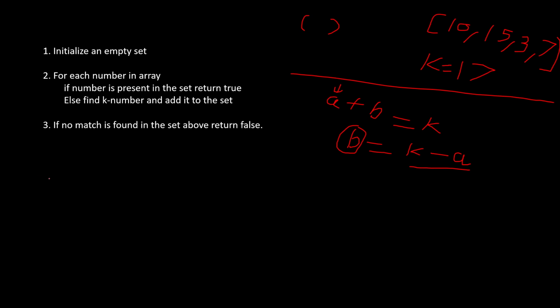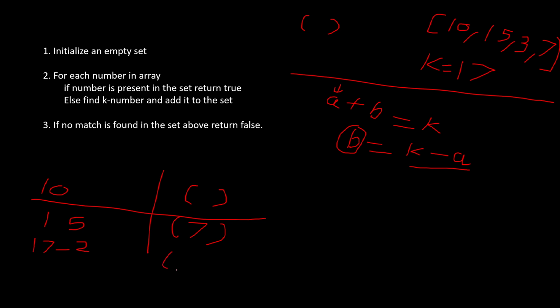In the first iteration, our for loop is at number 10 and our set is empty. We see if the number is present in the set, and it's not there because the set is empty. So we'll find k minus the number, which is 17 minus 10, which is 7, and we add it to the set. So now the set has number 7 in it. And we move on to the next number, which is 15. Again, we try to find 15 in the set. It's not there. So we add 17 minus 15, which is 2, to this set. So our set now has 7 and 2.